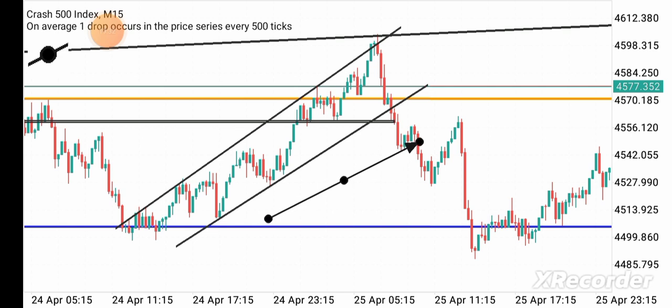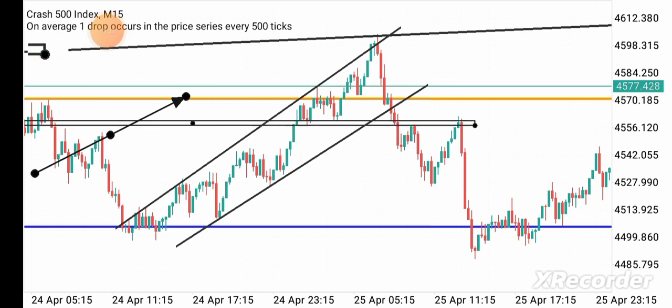So the market was retesting this same key level, a key level marked previously. Market coming back to this key level at this point, I entered a sell, guys. I entered a sell at this point, and it gave me a good profit.